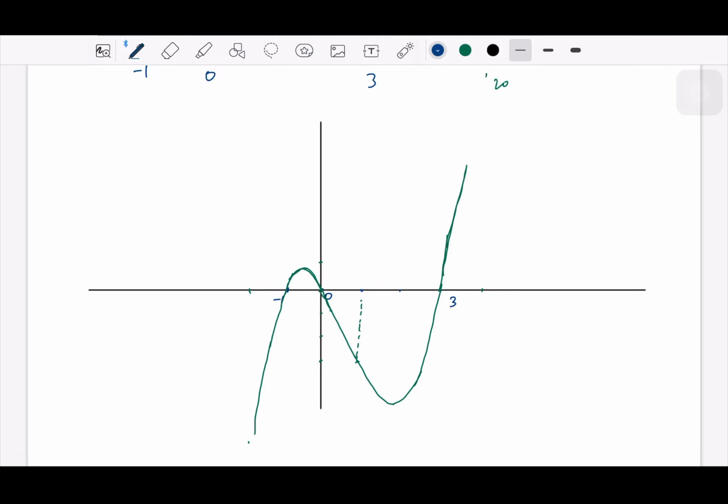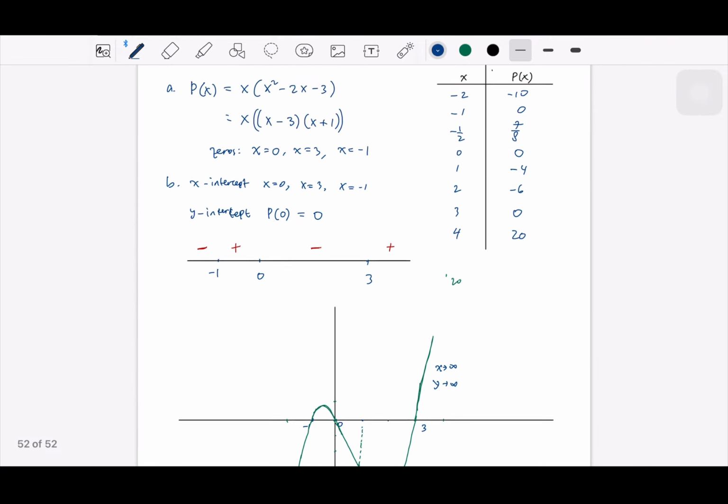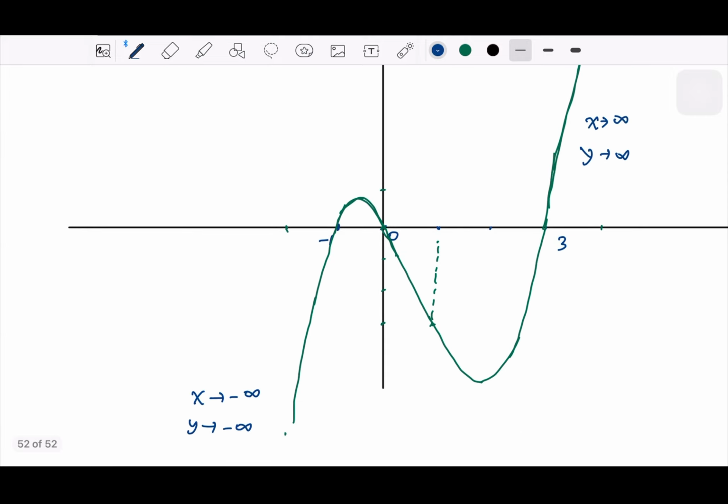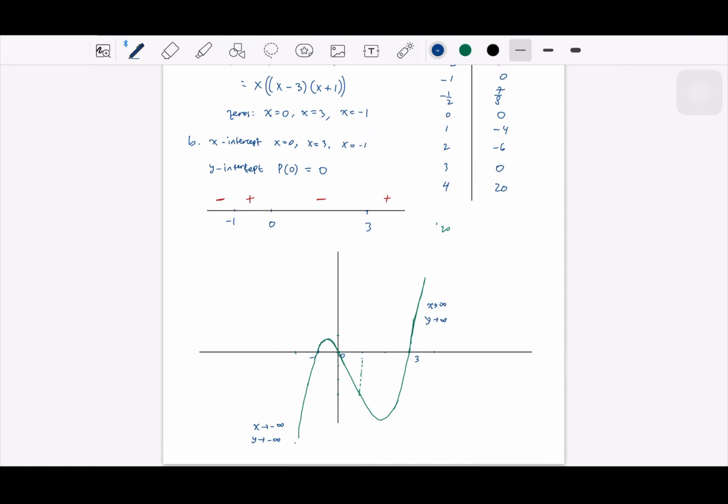So we can also see from here that as x goes to -infinity, y goes to -infinity, and as x goes to infinity, y goes to infinity. And it's true because we have an odd degree here. Okay, so that's how we can sketch the graph through the zeros and the line numbers to find which region the graph will be in.